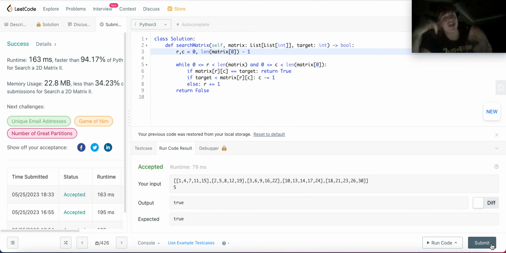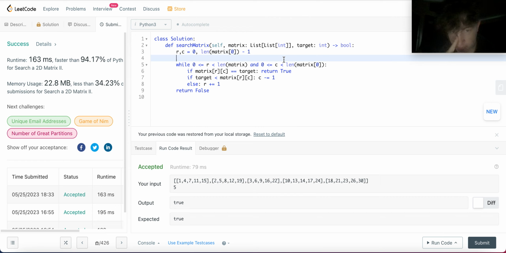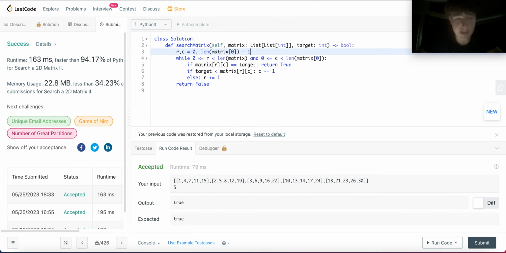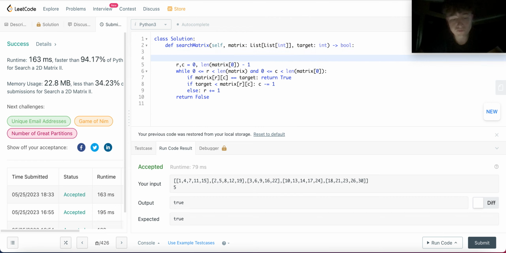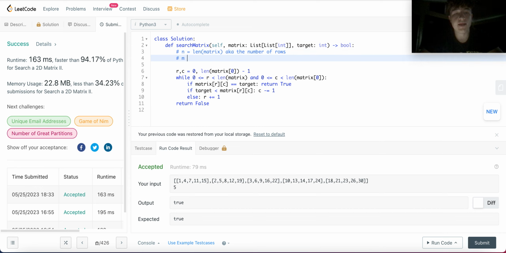Let's go. Okay, so what's the runtime, space, time, whatever? For this, we say n is the number of rows. So that's the length of matrix, aka the number of rows. And m is the length of matrix 0, aka the number of columns.